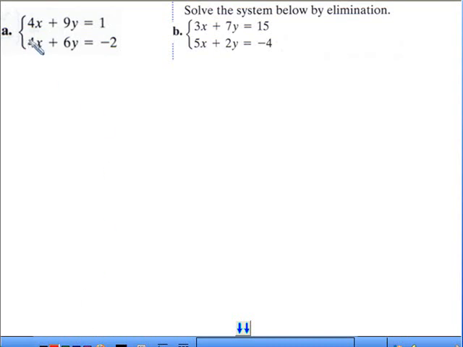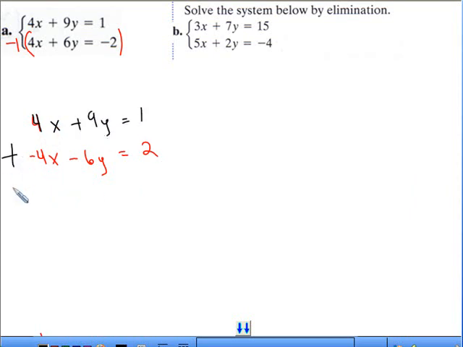So what I'm going to do is multiply the whole bottom equation by negative 1, because that will make it negative 4x minus 6y is equal to positive 2. Now the top equation still stays the same, we didn't do anything. So the top equation, 4x plus 9y is equal to 1.